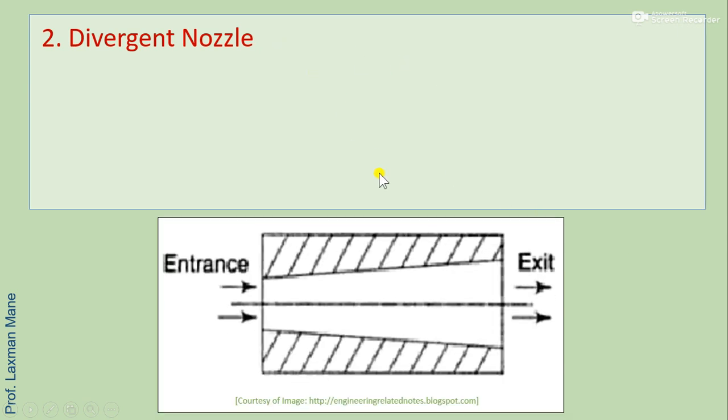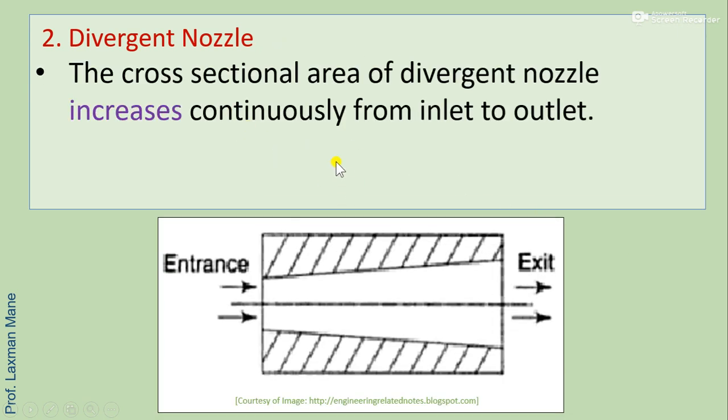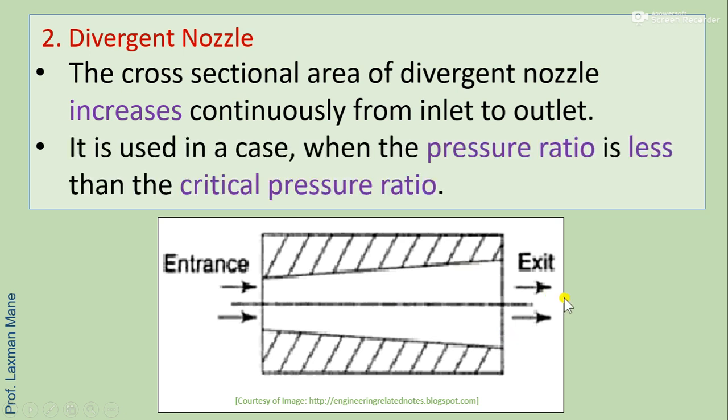Divergent nozzle. The cross-sectional area of a divergent nozzle increases continuously from inlet to outlet, and it is used when the pressure ratio is less than the critical pressure ratio.